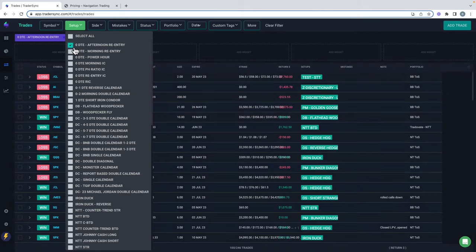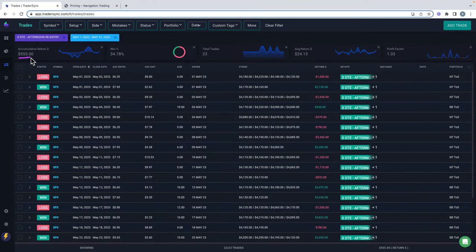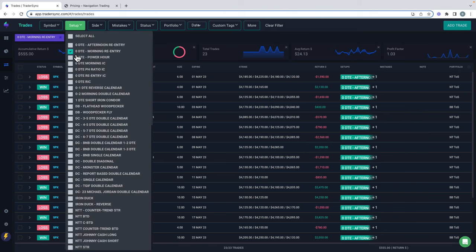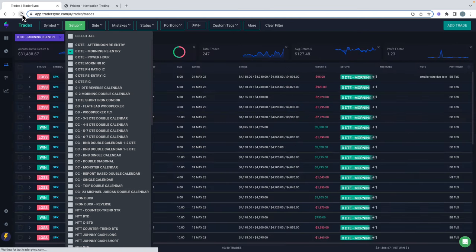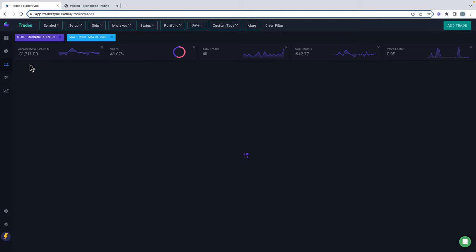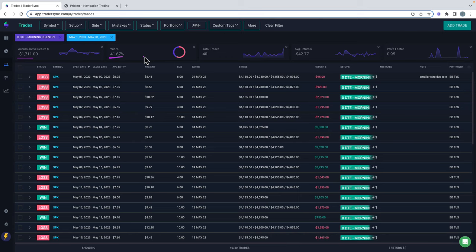So our afternoon strategy was pretty much a dog. I mean, kind of a break even, plus $555. Win rate only 34%, well below the long-term average of that strategy. You could see the morning session was even worse. This was actually a losing strategy for the month. Sorry, I got to refresh this. So minus $1,700 on our morning session, about a 41% win rate, should be up closer to 55 to 60. So that one hasn't performed this month.